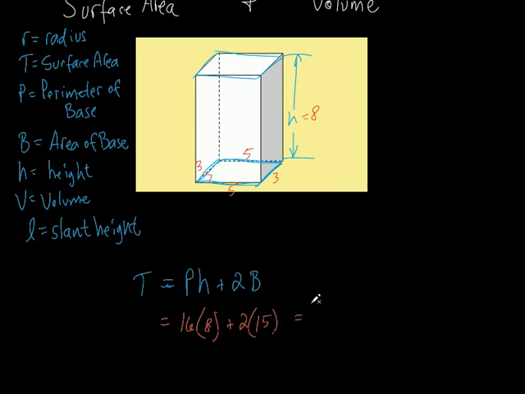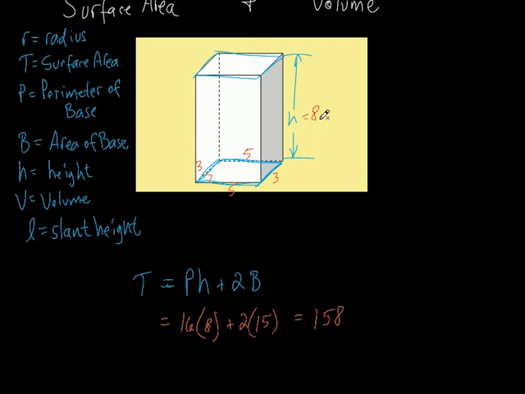Stick all that in a calculator. Somebody do that for me. Who's got a calculator out, ready to go? Michael? Getting that all in there? 16 times 8 is 128, and altogether, 158. Okay. So 158, and that's the total surface area.